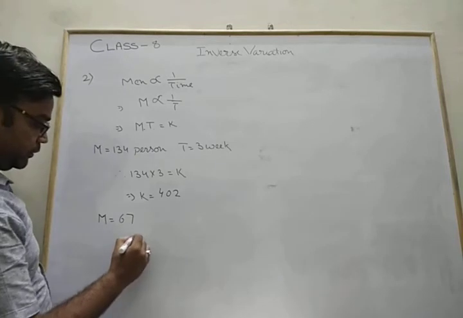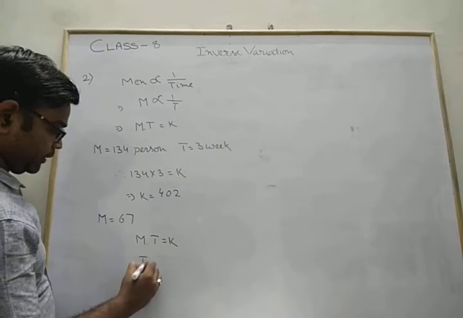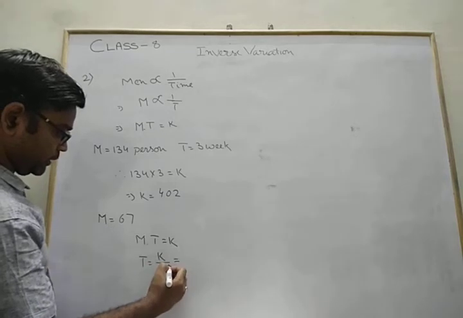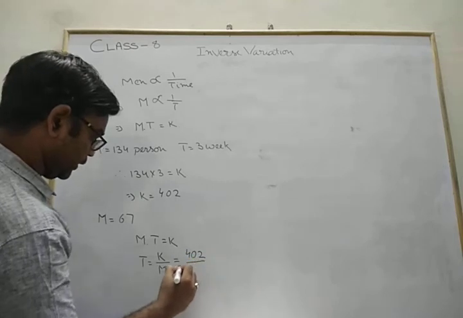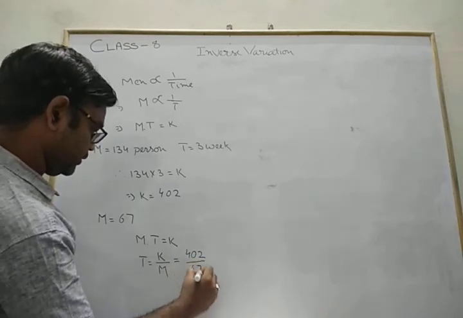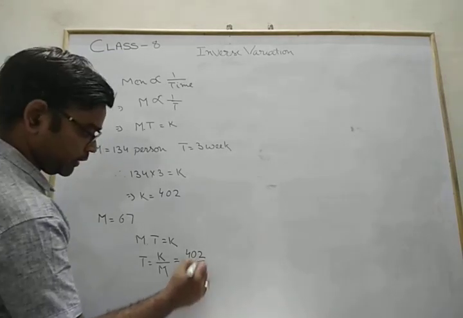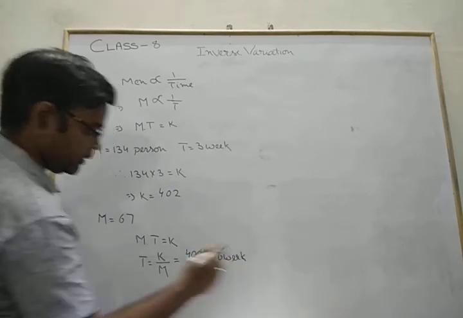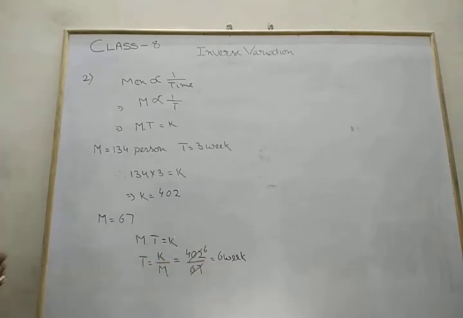So, we can easily find out from this formula m t equals to k. We can find out t equals to k upon m, and this one is equals to, we put the value of k, it's 402 by 67. So likewise you can solve by using this standard method.